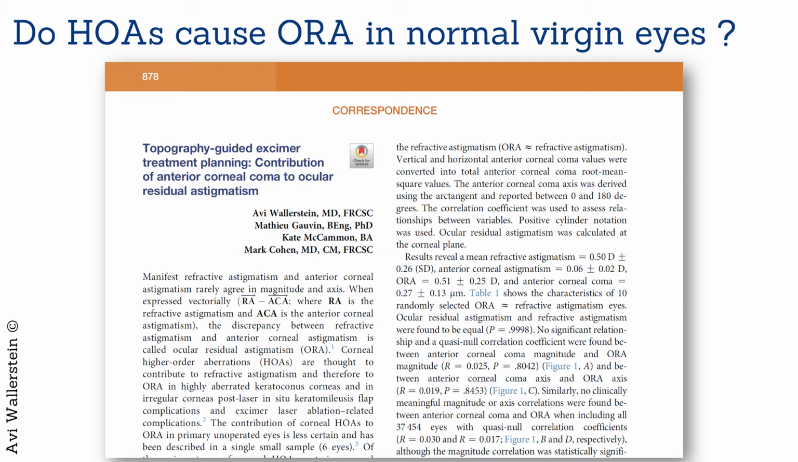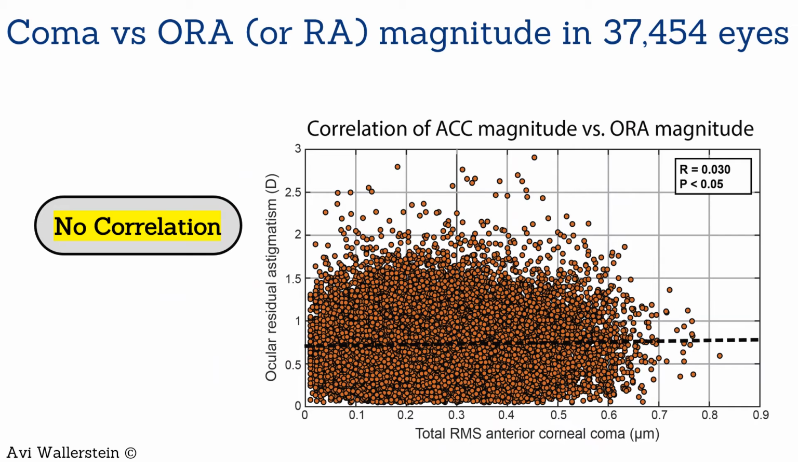To address this question, we studied the contribution of anterior corneal coma to ocular residual astigmatism and refraction in 37,000 eyes, published in JCRS. We found that the magnitude of anterior corneal coma does not correlate with that of ORA or to subjective refractive astigmatism.